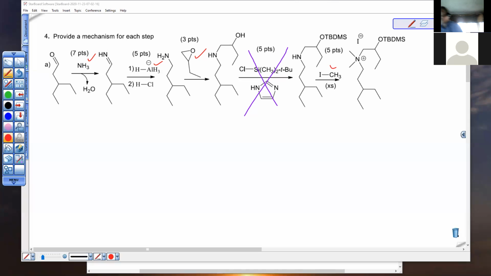And off we go. We have to make an imine. That's what this first product is. So red first. Red first. And we got a lone pair. We don't need that lone pair. We need this lone pair.